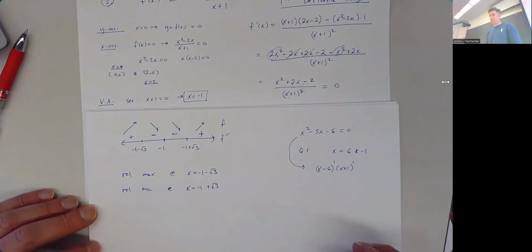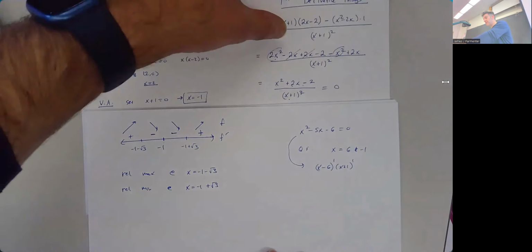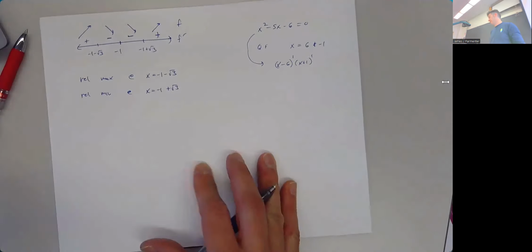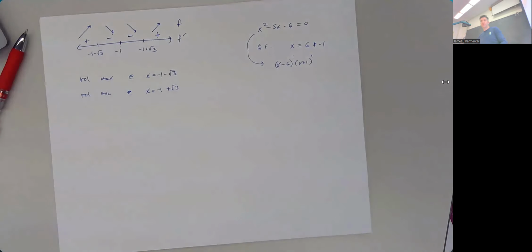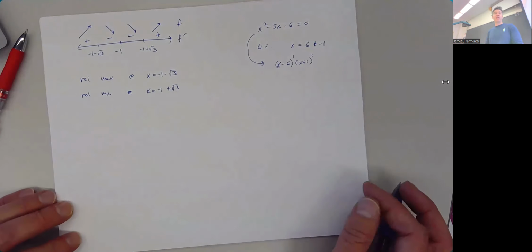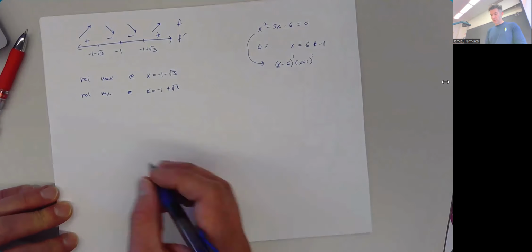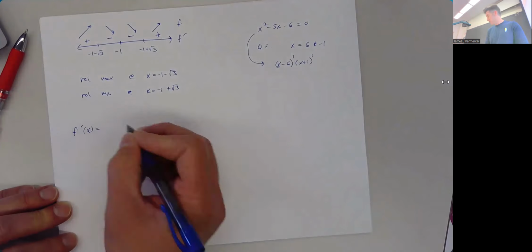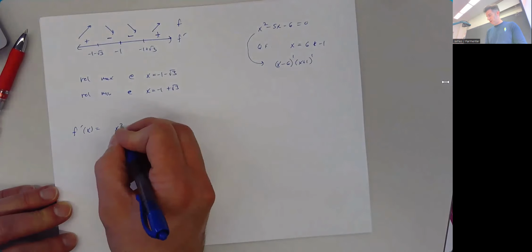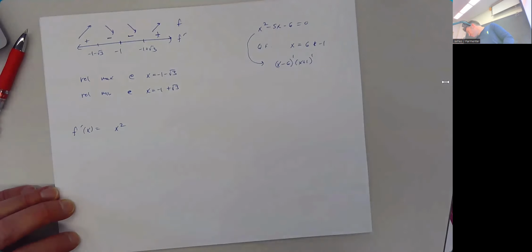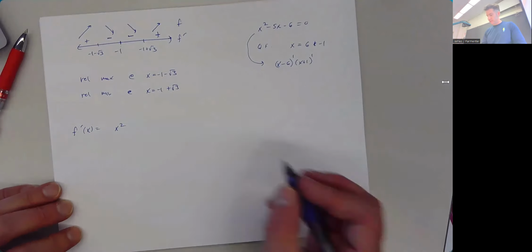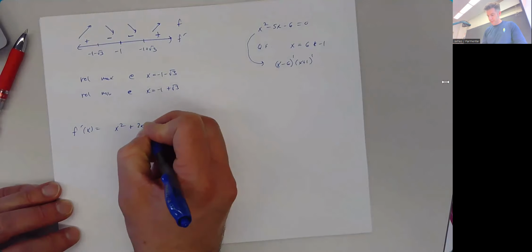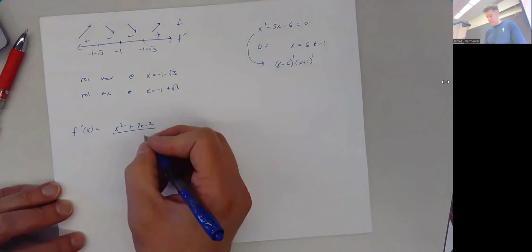All right. Even though things are ugly here, it is good practice. In fact, it's probably even better practice because things are so kind of gnarly. So let's find our second derivative. Let's remind ourselves of what our first derivative was. First derivative was x squared plus 2x minus 2 over x plus 1 squared.